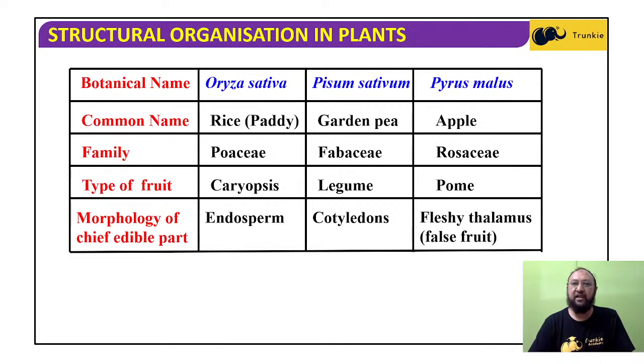Okay. Pyrus malus, the apple, belongs to the family Rosaceae, and the type is pome, and the edible part is the thalamus. It is a false fruit, okay, because the ovary is surrounded by the thalamus. Okay, so this fleshy part, the thalamus, is the edible part in case of the apple, Pyrus malus.